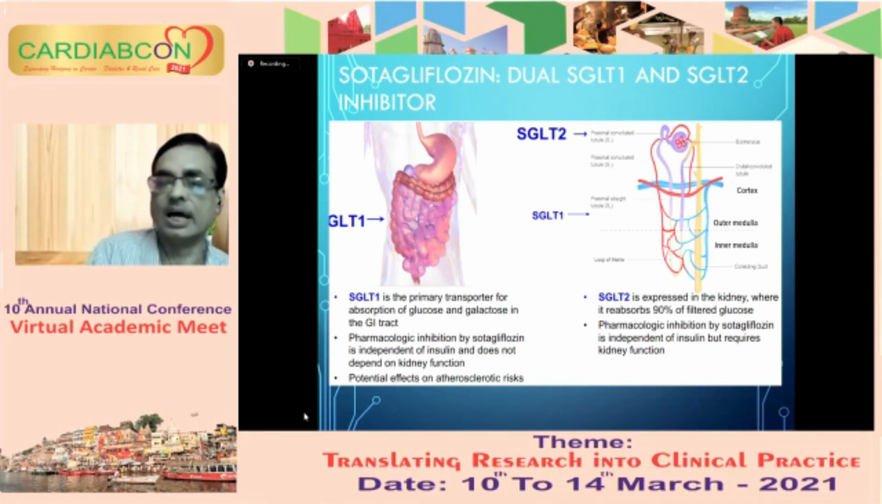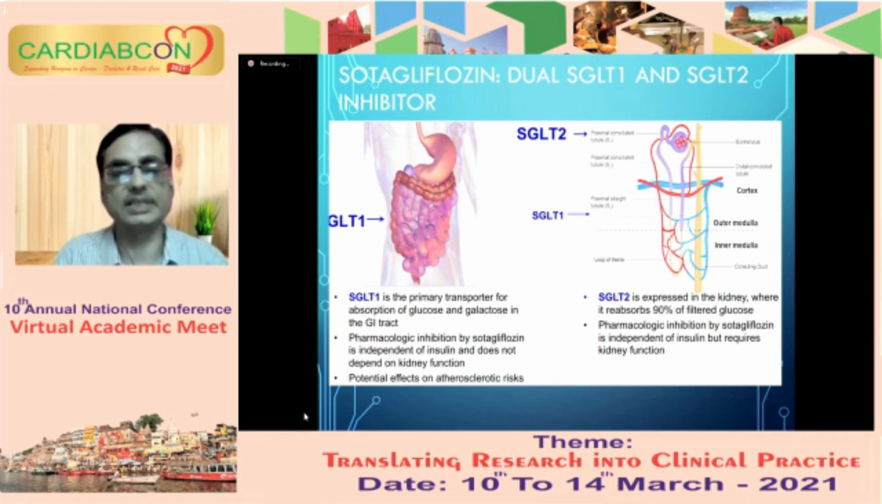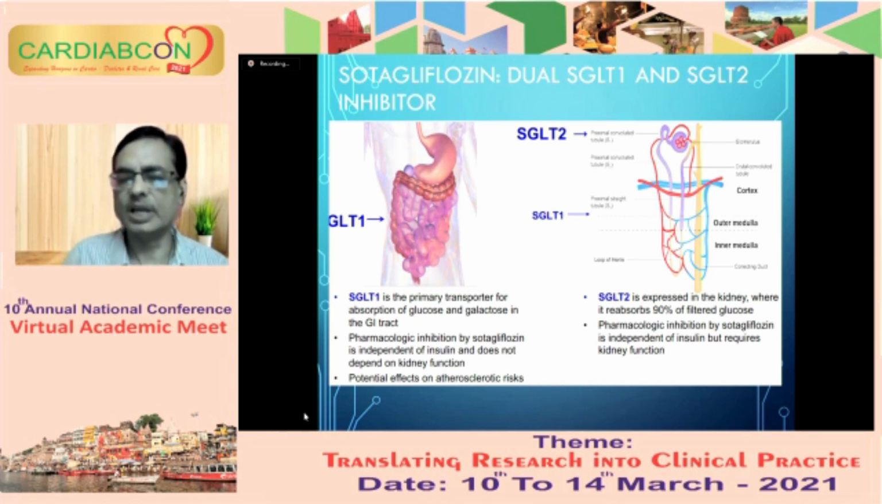And along with that are the other pleiotropic effects of both SGLT2 and SGLT1, because what we have realized through various studies is that SGLT1 has a potential effect on atherosclerotic risk, which SGLT2 inhibition, with all the CVOT trials, has not been able to establish to that extent. Definitely, it has been able to establish its impact on heart failure, but not all of them have been able to establish atherosclerotic benefits.